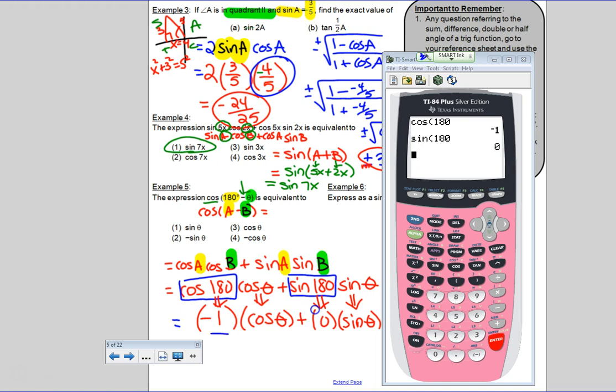Okay, well, -1 times cosine simply means negative cosine theta. And 0 times anything is 0. And if you add 0, that means nothing. So negative cosine would be the lowest we could go. And that would be choice 4.